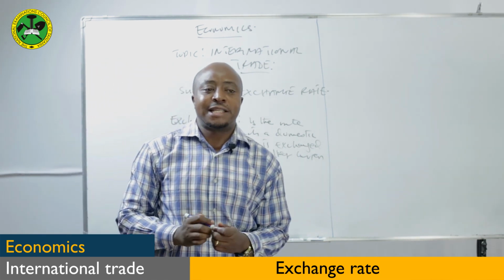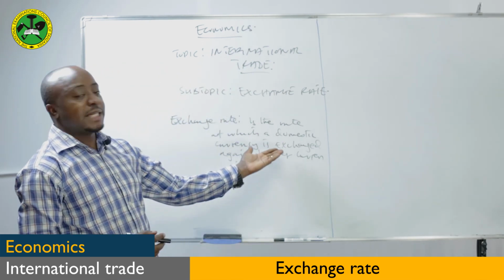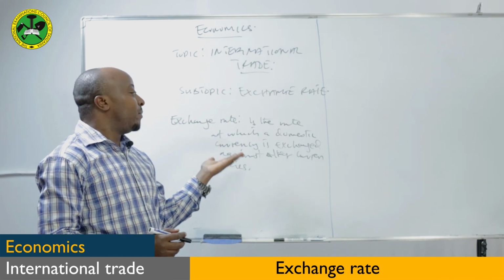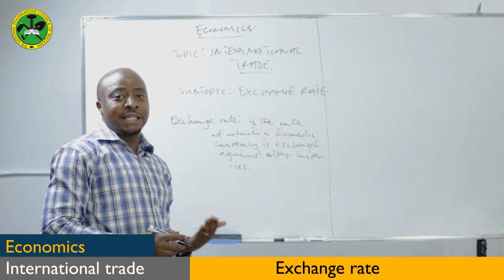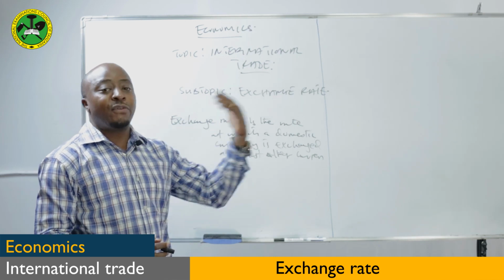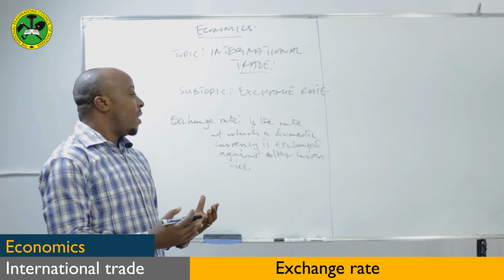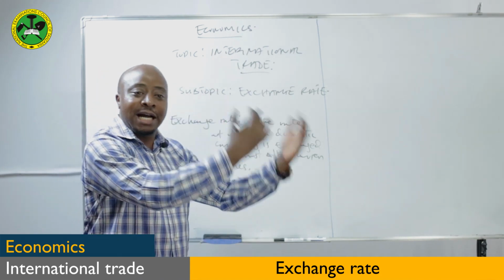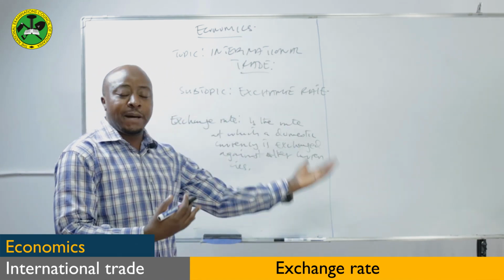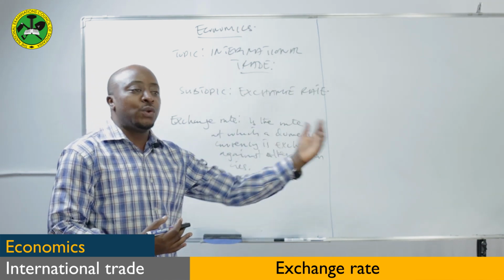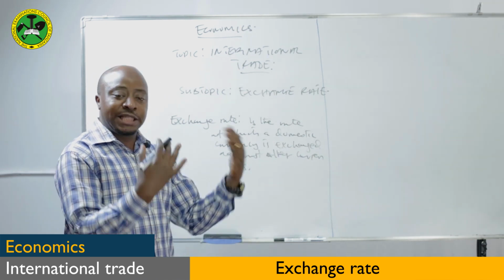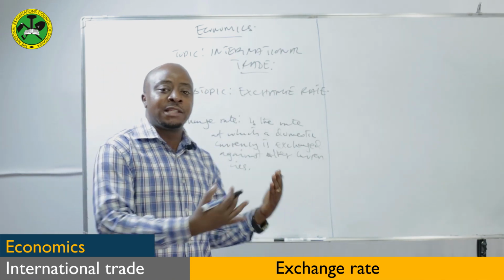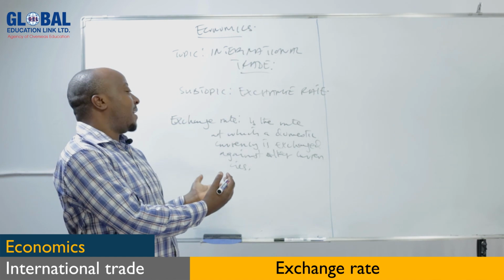So when we say exchange rate, we are speaking of the rate at which the domestic currency of any country is exchanged with other currencies. When we say other currencies, we mean foreign currency. For example, in Tanzania, we have Tanzanian shillings. How can we exchange Tanzanian shillings with other currencies, for example Japanese yen, pound, euro, United States dollars? How do we exchange them? The rate at which our domestic currency is exchanged with these foreign currencies, we say this is the exchange rate.